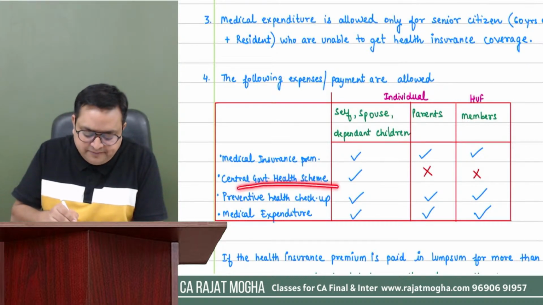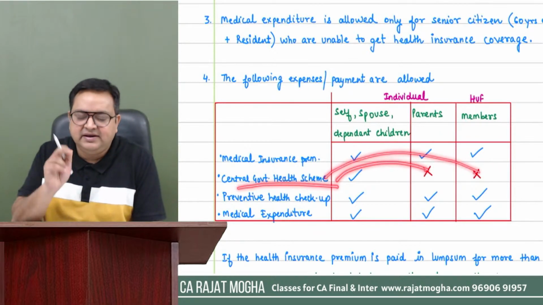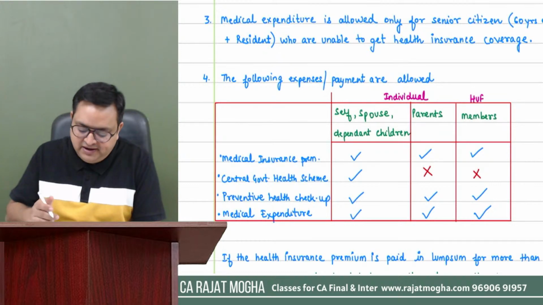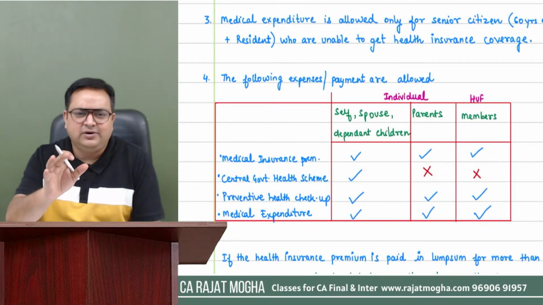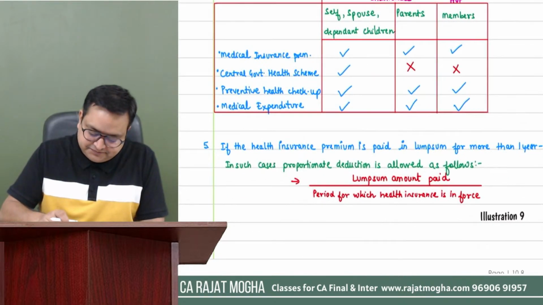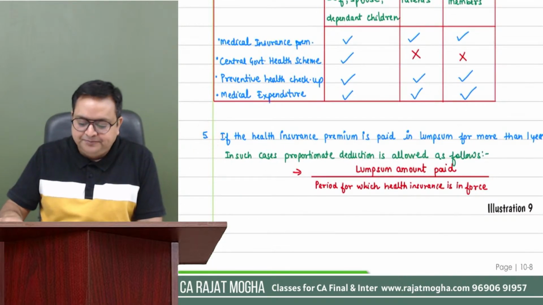For CGHS scheme, if the assessee is paying for parents or if the HUF is paying for members, then it is not allowed. CGHS scheme is only for self, spouse, or children, right? It is not for parents and members. But this is not that important for examination purpose. Okay, this point is important.